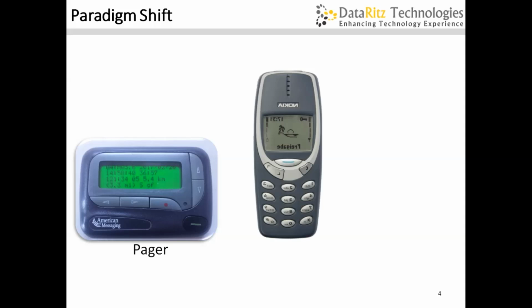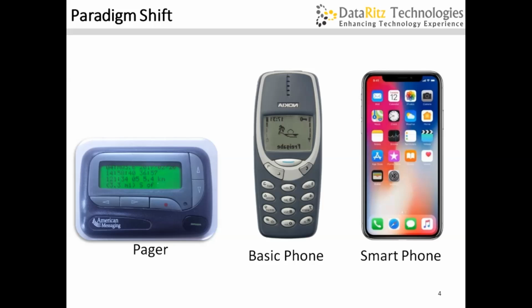Then we saw the Nokia 330, the basic phone, and then came smartphones. So this is a total paradigm shift. One technology comes and the other changes. The same thing is happening in the market: earlier there was no internet, then came the internet, and now we are coming to blockchain, which people are calling the next level of internet. So this is called a paradigm shift.